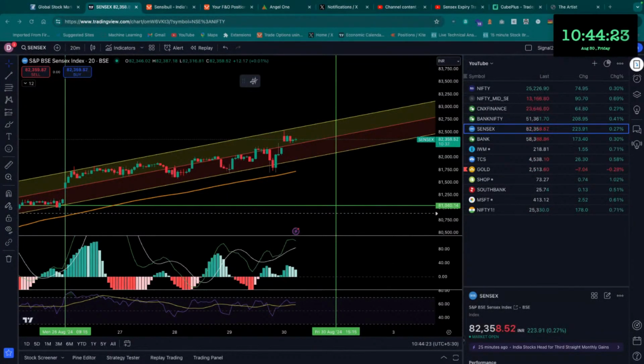So time is at about 10:44, and not a great day to start because I had overnight positions at least at 82,500. So initial trades went into some losses, but that's the challenge with overnight trades anyway. So we'll have to be ready with those challenges.